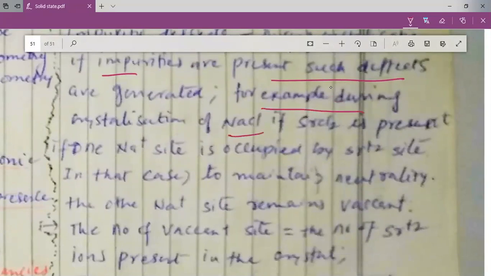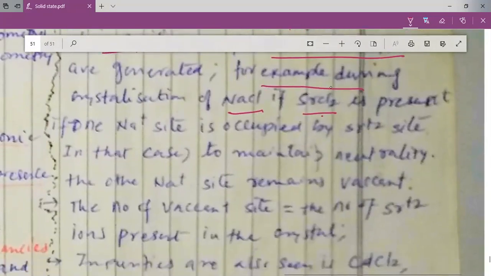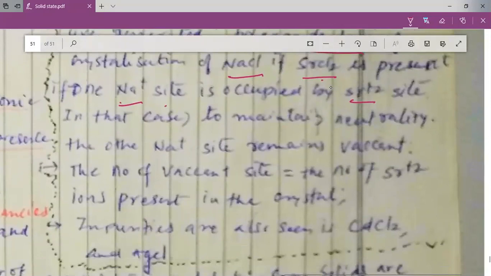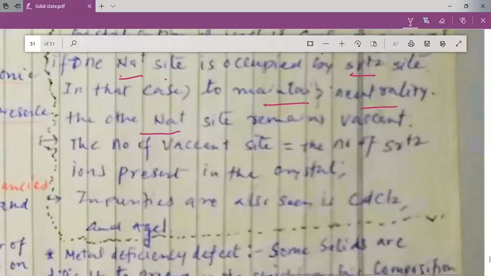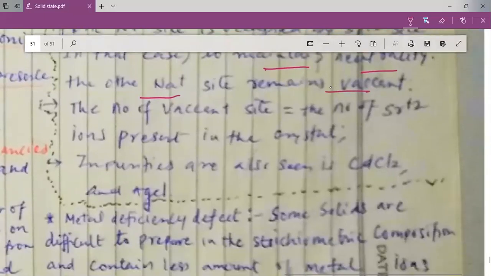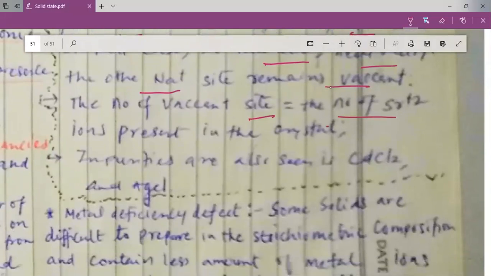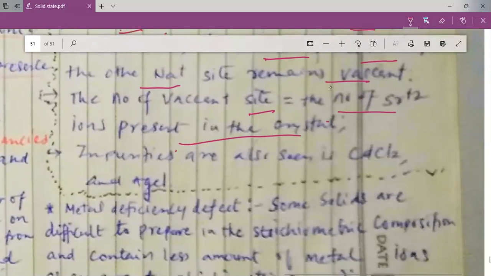For example, during the crystallization of NaCl, if SrCl2 is present, one Na+ site is occupied by Sr+2. In that case, to maintain the neutrality, one Na+ site remains vacant, and thus the defect is generated. The number of vacant sites is equal to the number of Sr+2 ions. So the more the number of Sr+2 ions, the equal number of Na+ sites remain vacant. So the number of vacant sites is equal to the number of Sr+2 ions present in the crystal.